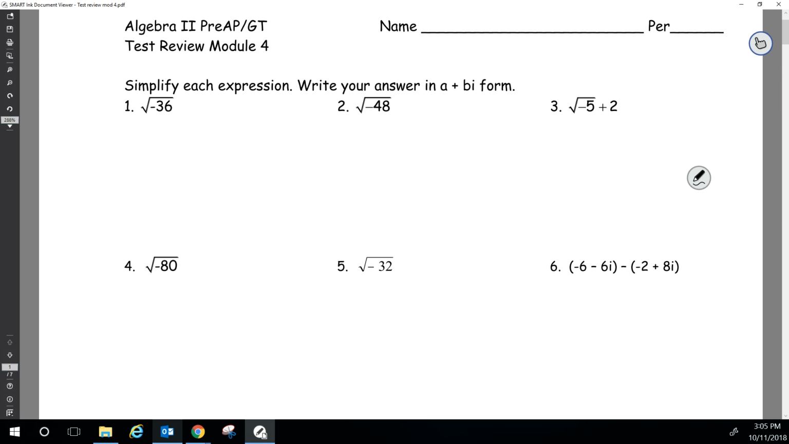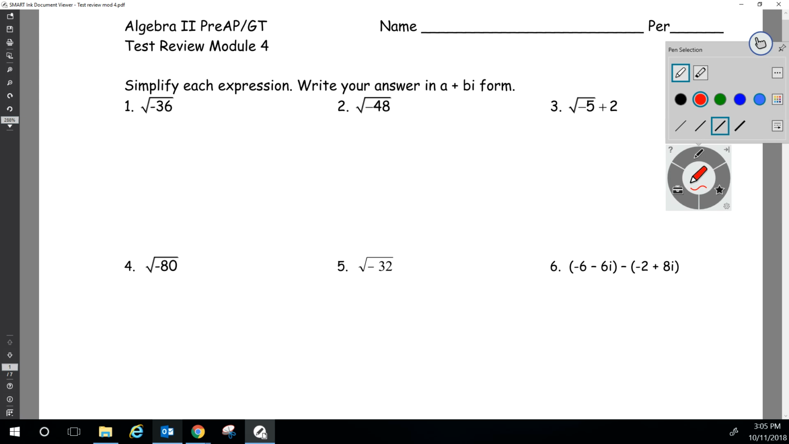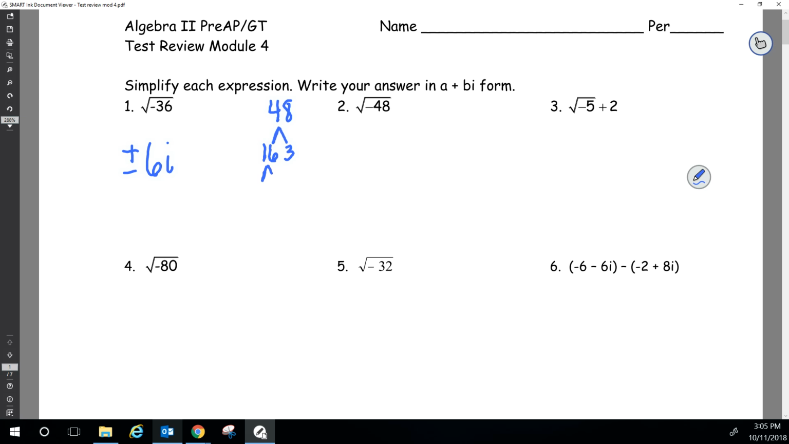So for number 1, I've got the square root of negative 36. The square root of 36 is 6. The square root of negative 1 would be i. So this is going to be plus or minus 6i.